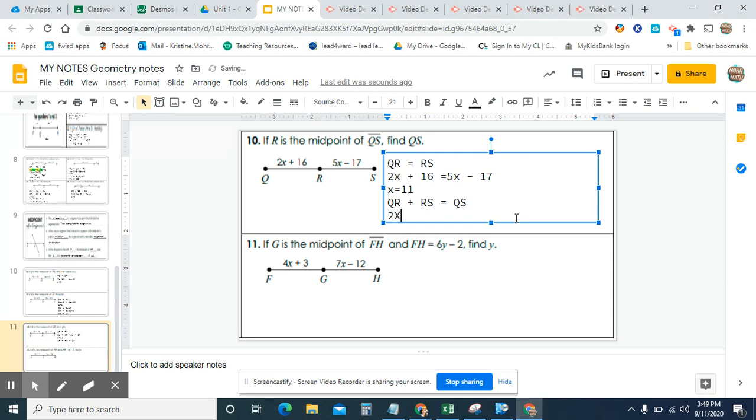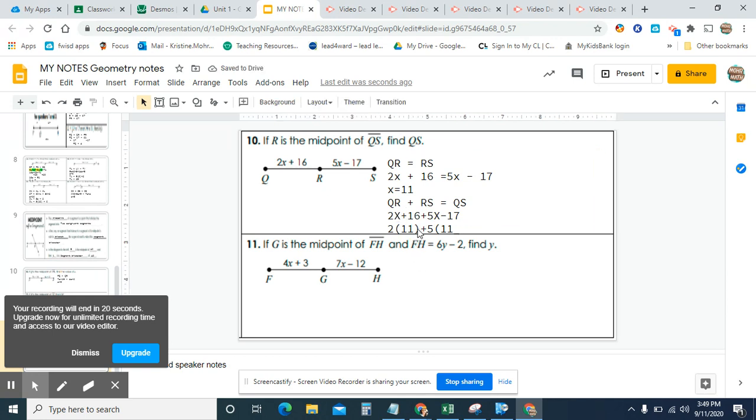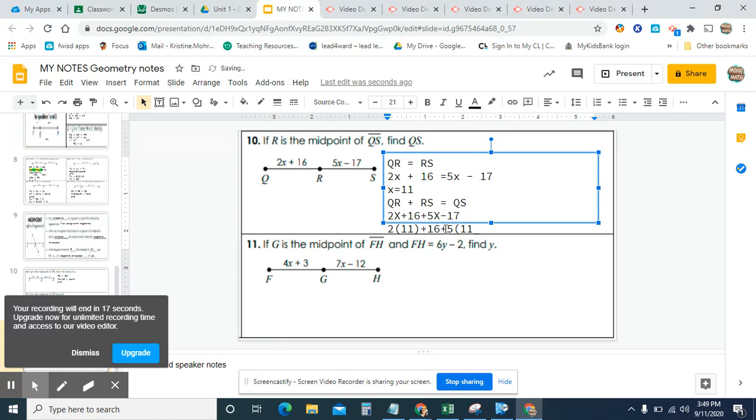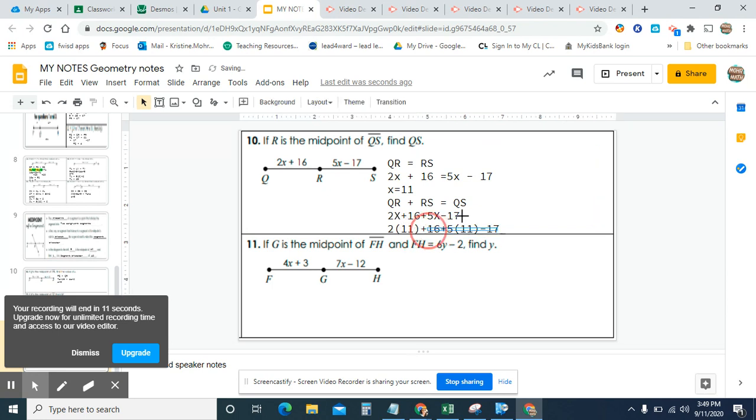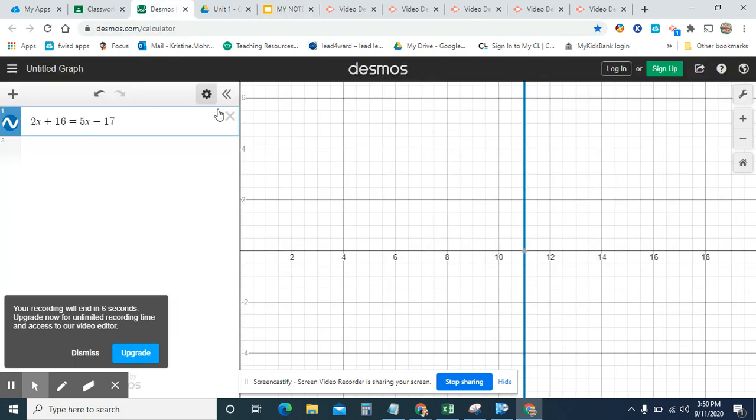So QR is 2x plus 16. We're adding RS, which is 5x minus 17. Now we know the value of x, so we're going to say 2 times 11 plus 16, plus 5 times 11 minus 17. Oops, I forgot, I said 2 times 11, I'm sorry, I didn't say plus 16. I am not going to try and do all that by hand, so let's just copy it real quickly. Oh man, guys, we're going to have to come back for the answer.